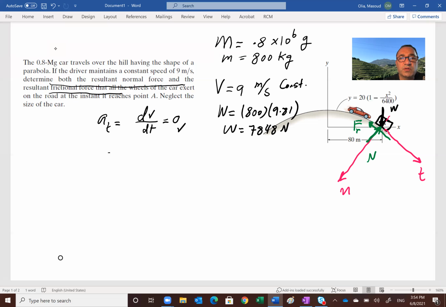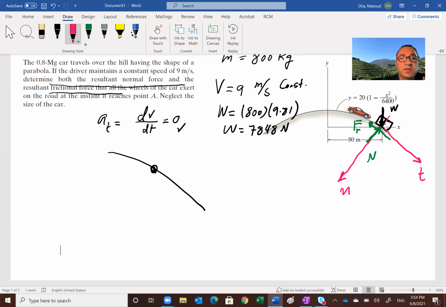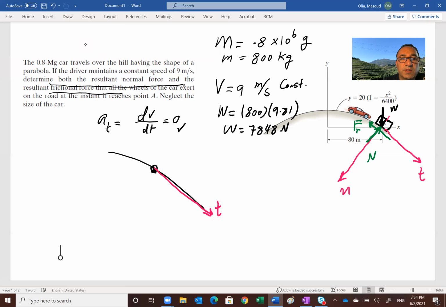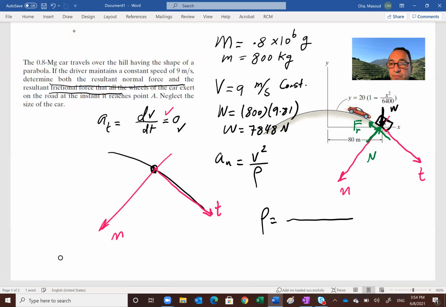Remember, in general, if this is the path and this is point A, this would be the tangential axis, as I just drew it for you, and this would be the normal axis. There's a tangential component of acceleration, which in our case is zero, and there's a normal acceleration. Normal acceleration, as you know, is v squared over rho. We know what the velocity is, but we don't know what the radius of curvature is. But since we have the equation of the path, we should be able to use this formula.